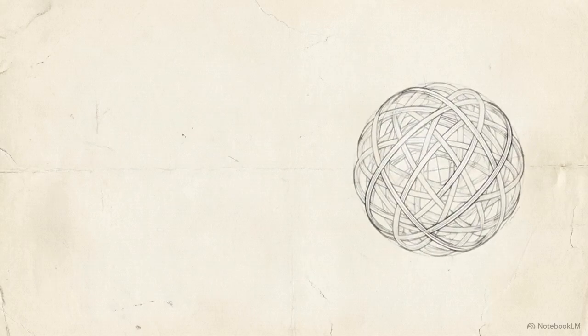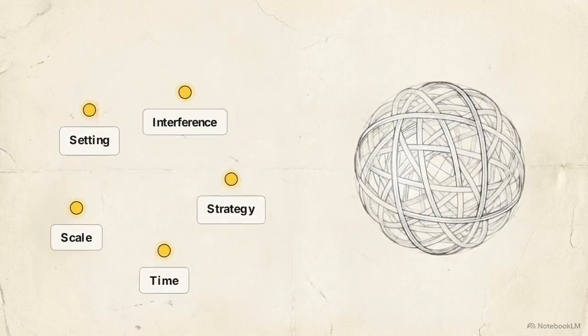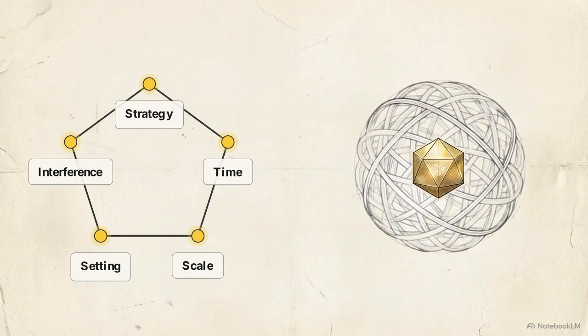By navigating strategy, interference, setting, scale, and time, a researcher deploys the optimal structural blueprint required to extract an actionable truth from a highly chaotic world.